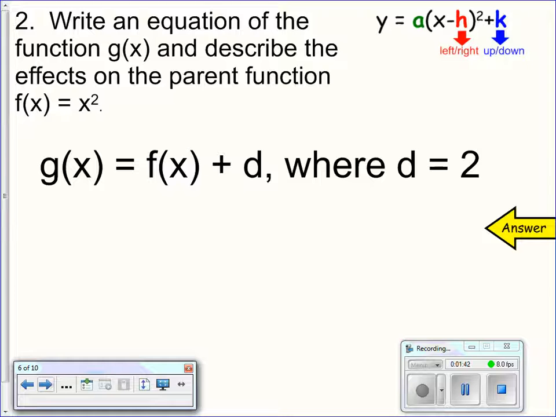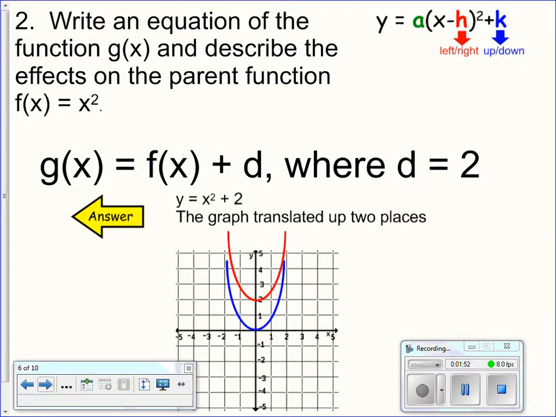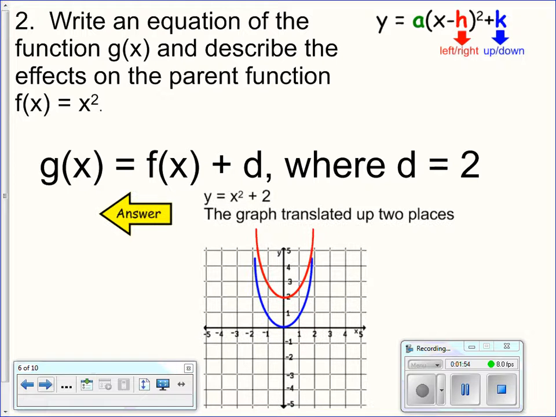So write an equation of the function g of x and describe the parent graph. So we have g of x is equal to f of x plus d, where d is 2. So all that means is we're going to take the graph and we're going to translate it up 2 places because the d is plus 2, because that's actually the k. So we have our blue line, which is the parent, and then we went up 2 spots.